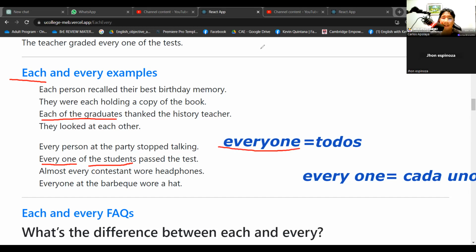Everyone, okay, this is just everyone. For example, everyone is here. Todos están aquí. Everyone needs nothing. Okay. Today we will learn that, maybe. Do you have any questions up to this point? No. No, right? Very simple.